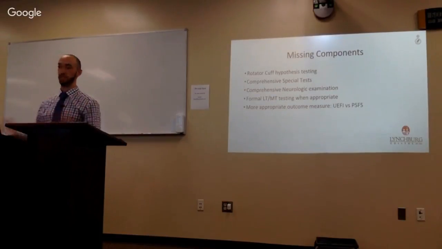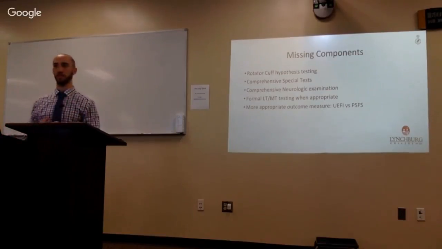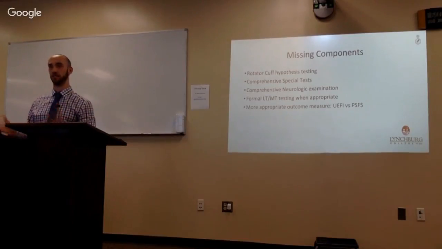So, things that I missed: I would have wanted to be more comprehensive in my initial exam, things like concurrent pathologies for the rotator cuff, more comprehensive neurologic exams. I would have wanted to formally test, when it was appropriate, his low trap and mid trap. And I probably should have given him the PSFS, like in that study, rather than the UEFI, since he had reached his ceiling already.